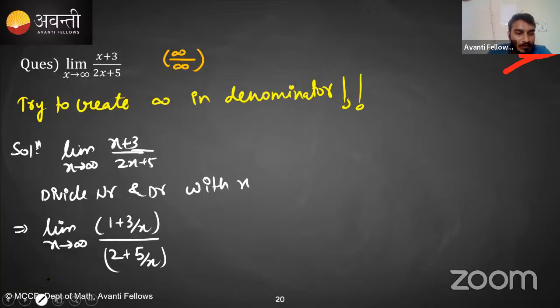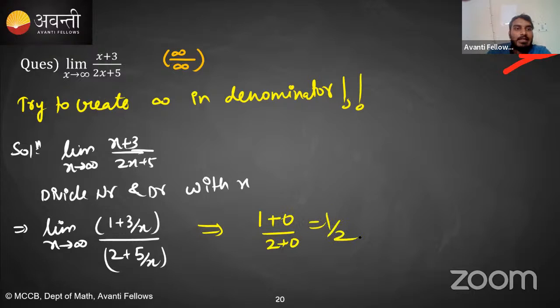If you put infinity in the numerator, you will get 1 plus 0. If you put infinity in the denominator, you will get 2 plus 0. So we don't have any indeterminate form. So directly it is nothing but 1 plus 0 divided by 2 plus 0, which is 1 by 2. Is this clear? Please let me know, reply in the chat box.